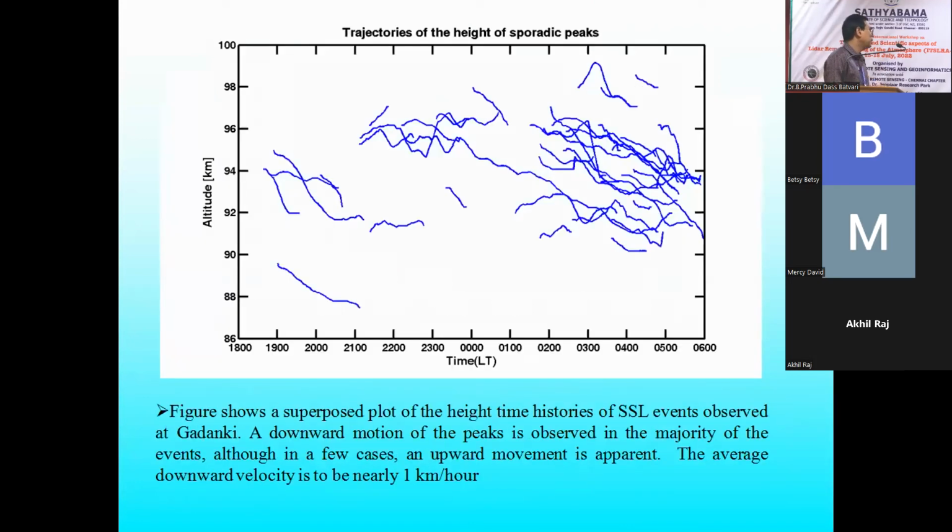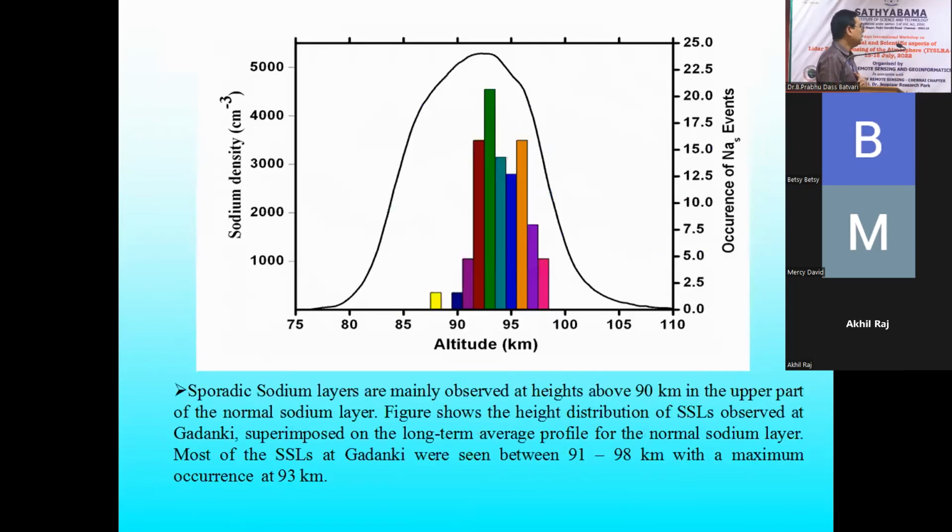And this is the trajectory, which can be used for finding how the sporadic sodium layers travel, that means whether it is in an ascending way or a descending way. In most of the cases we have observed the descending mode only, but in some cases we have observed ascending also, though the domination is descending. Most of the events are observed within the range of 90 to 98 kilometers, and only one event was observed below 88 kilometers.